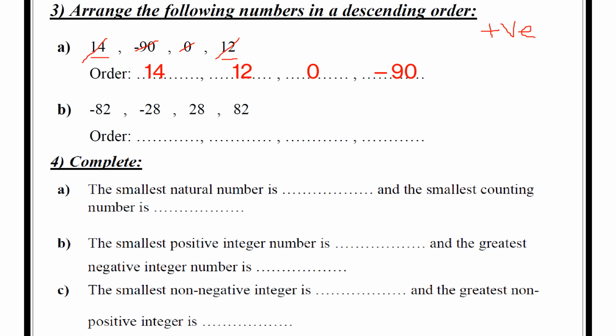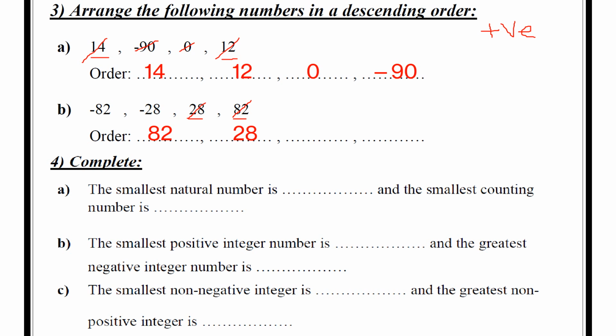And now we have negative 82, negative 28, 28, and 82. Here we are going to arrange it in descending order. So start with the positive numbers. The positive here we have 28 and 82. As we said before, the positive numbers are smart. So which number is bigger? We have 82 is bigger than 28. So we will write it at first. Then we have 28 and cross it.